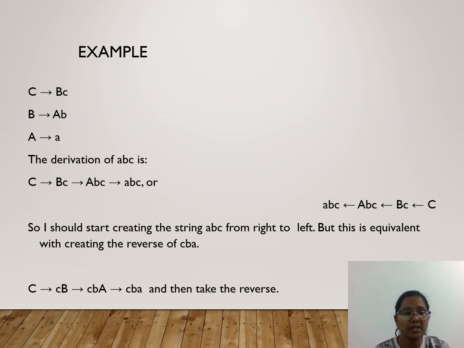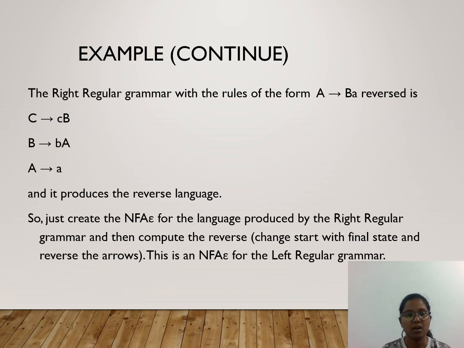We can see that capital C tends to small c capital B, and capital B can be written as small b capital A, and capital A can be written as small a, and then we take the reverse. The right regular grammar with rules of the form capital A tends to small a capital B, reversed, gives capital C tends to capital B small c, capital B tends to capital A small b, capital A tends to small a. It produces the reverse language.